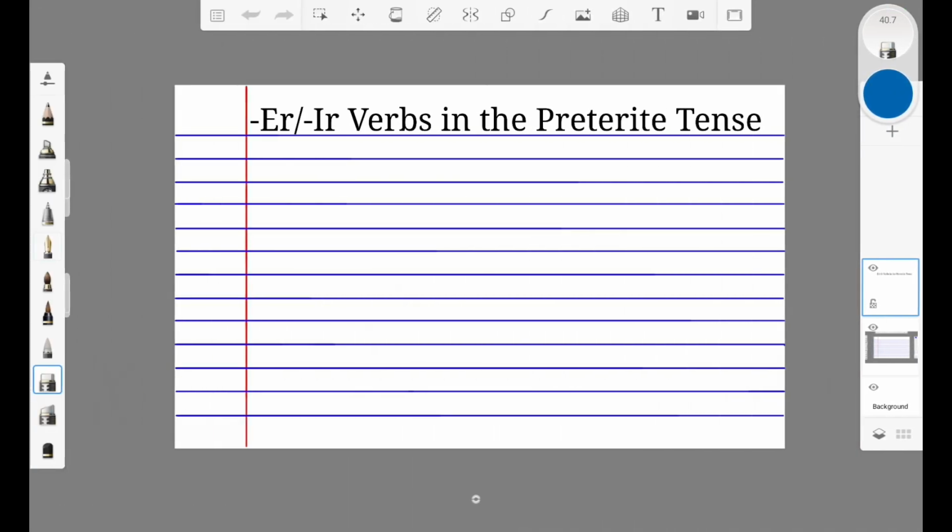Welcome back to Easily Explained, where today we will be talking about ER and IR verbs in the preterite tense. So let's get started.